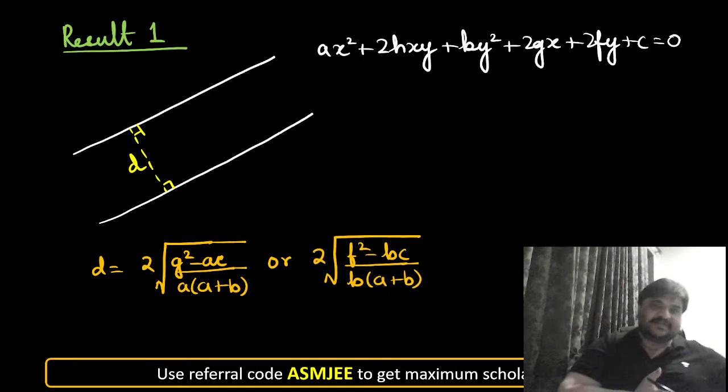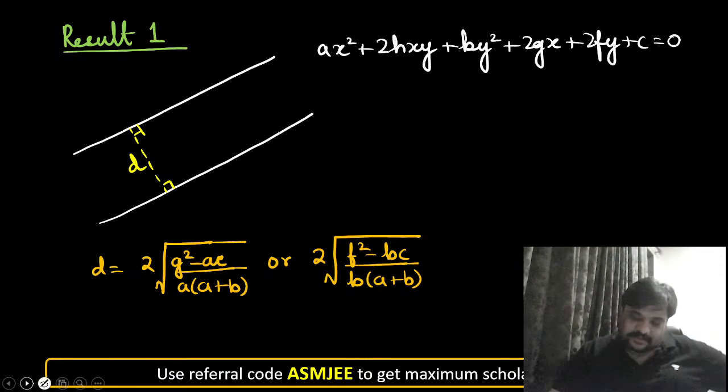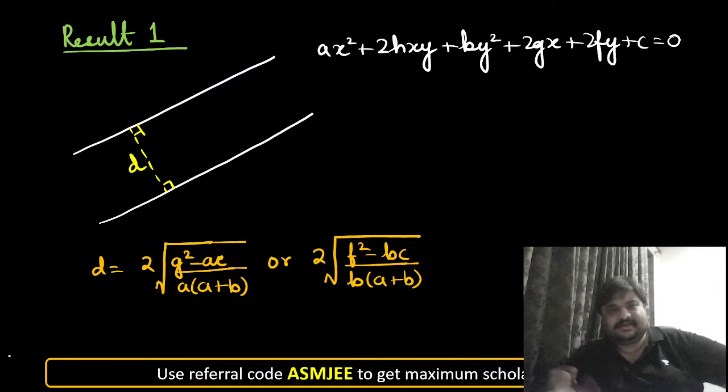Raina, that area of sector theta upon 360 degree into pi r square. So this is one result that you should remember. We can derive it if we get chance. We can derive it in some plus lecture or special lecture on Unacademy. On YouTube, it's not required derivation.